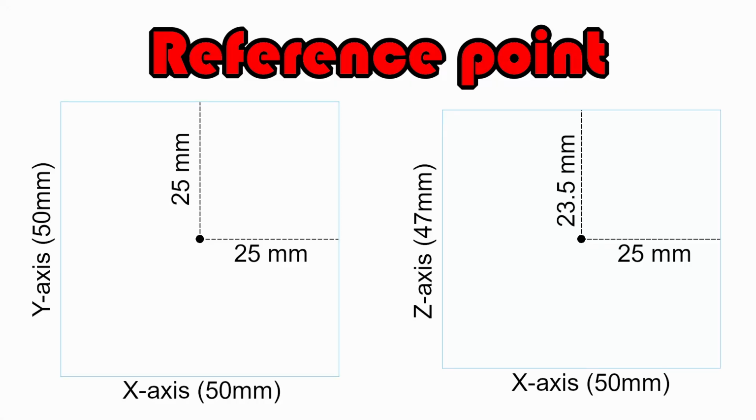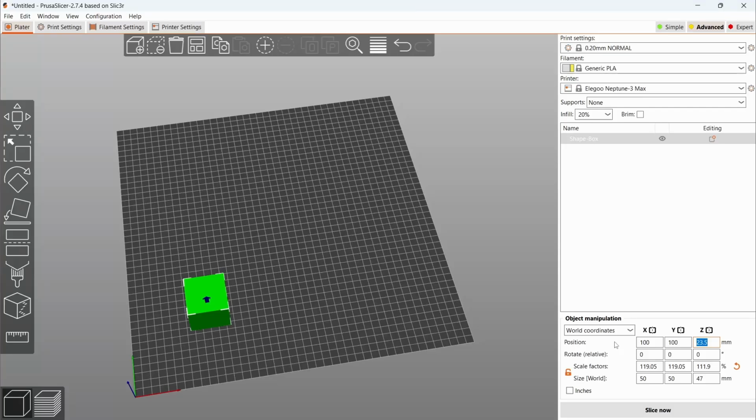In PrusaSlicer, the reference point for basic shapes is the center of the shape. This means setting the world position to 100-100 moves the center of the shape to 100-100 on the print bed. That's also why the Z position is currently 23.5. PrusaSlicer automatically set the Z position for this shape when we resized it. PrusaSlicer often automatically changes the Z position, so you need to pay attention to it, especially if you don't want it to change for some reason.